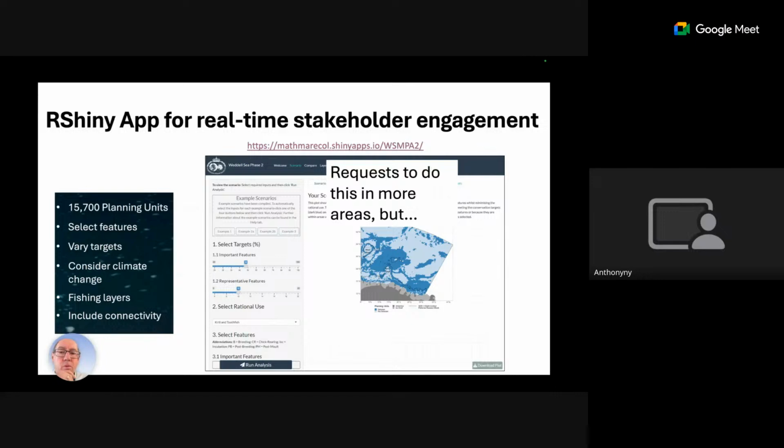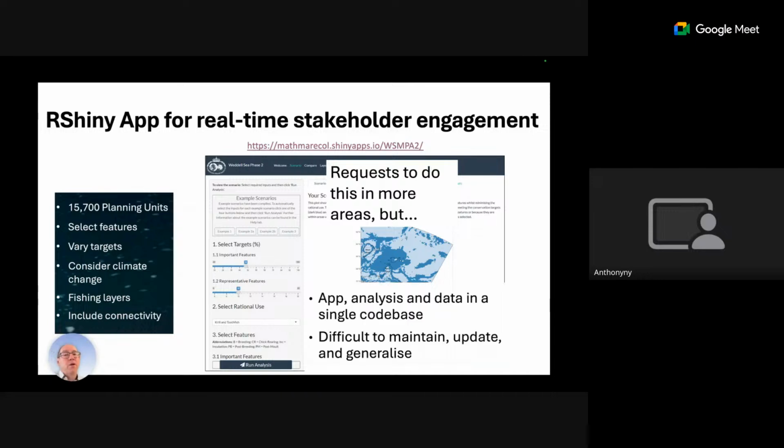So once we did this app and showed it to CAMELA and to other people, we had a lot of requests to do this in other areas to try and accelerate spatial planning. But one of the issues was, initially, we're a bunch of scientists, and we made this one-off app in a single code base. We really didn't write functions to do it. It was difficult to maintain or update or generalize.